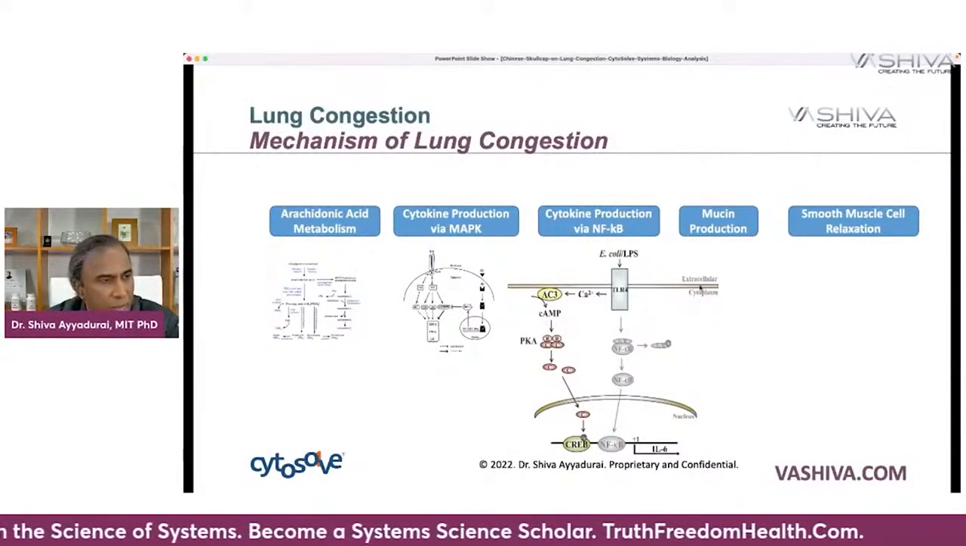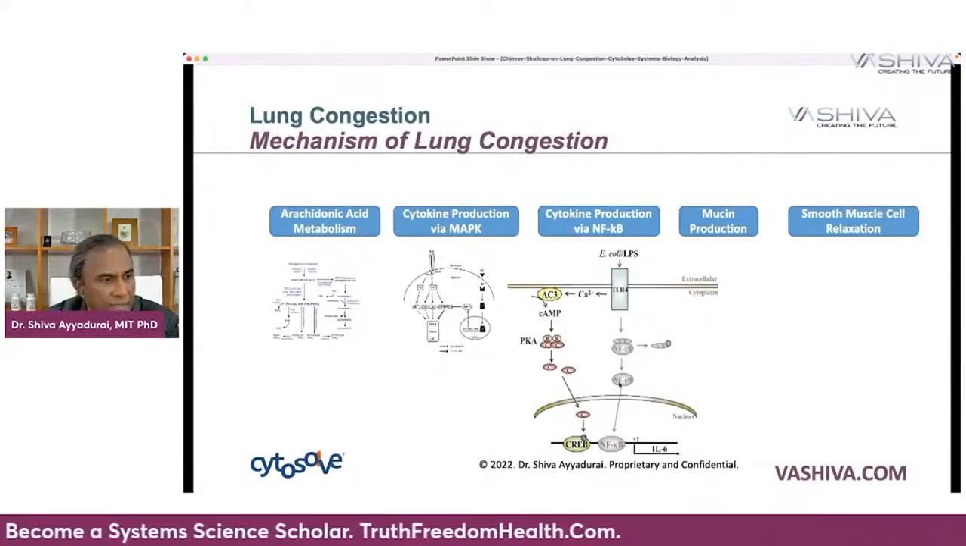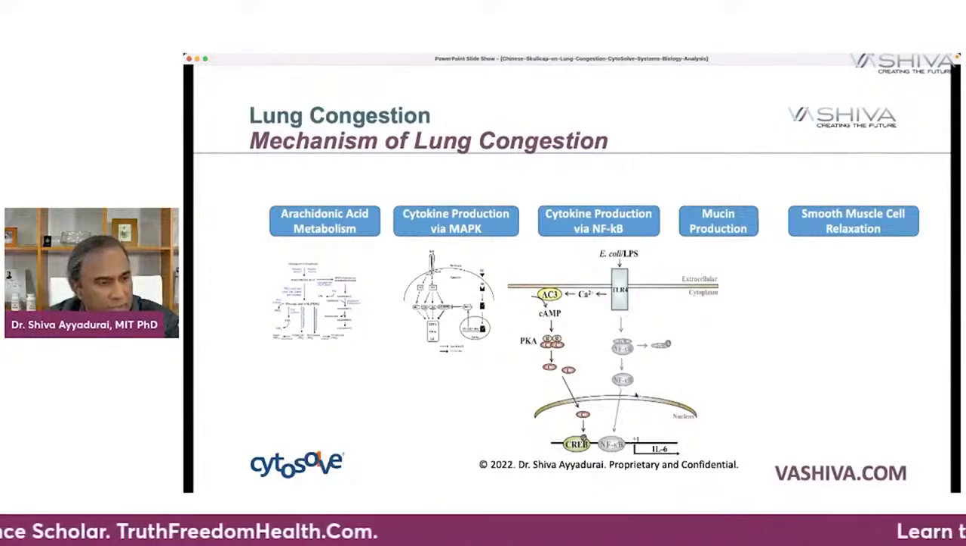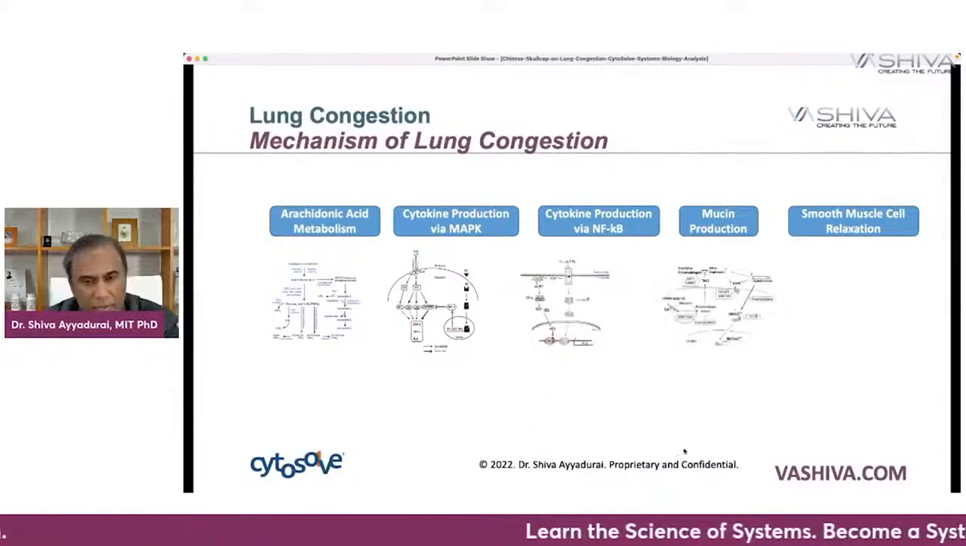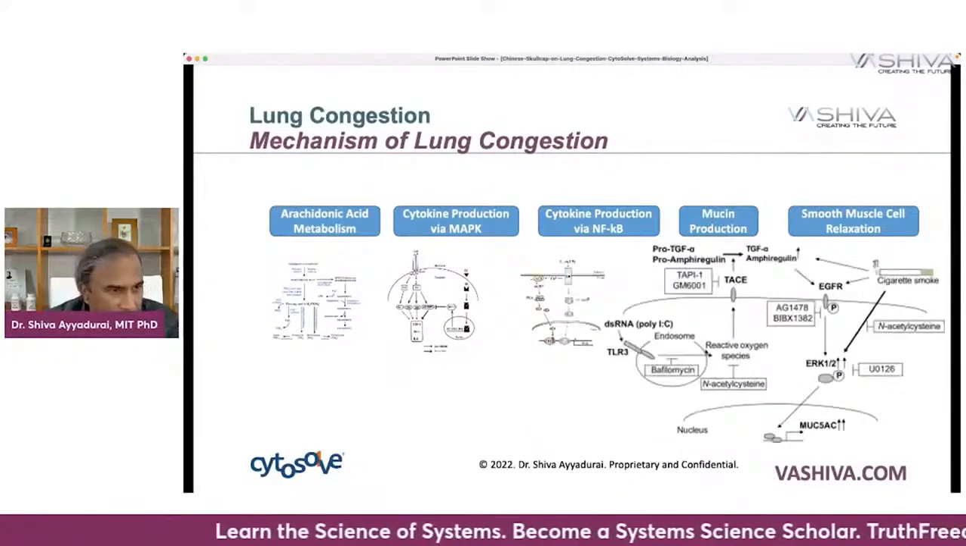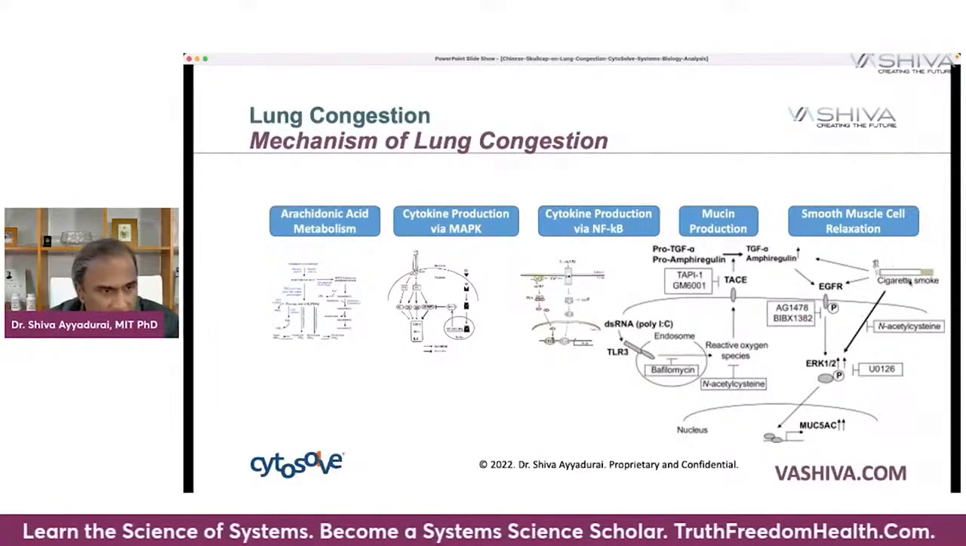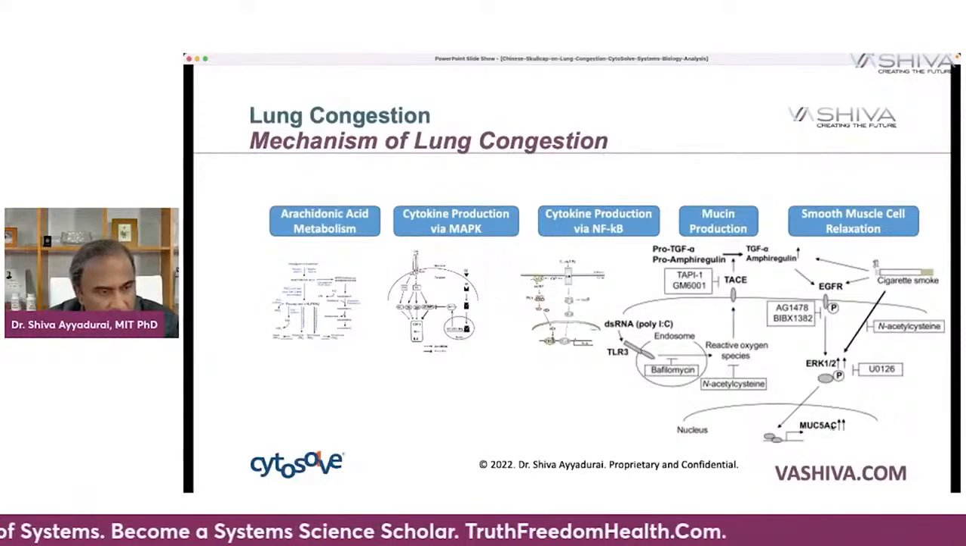This is the cell wall. This is the cytoplasm, and then NF-kappa beta crosses the nuclear membrane, and here you get IL-6, which is another inflammatory cytokine. And then you have mucin, mucus production, right? You can see right here, for example, how cigarette smoke through a series of pathways results in mucus here.